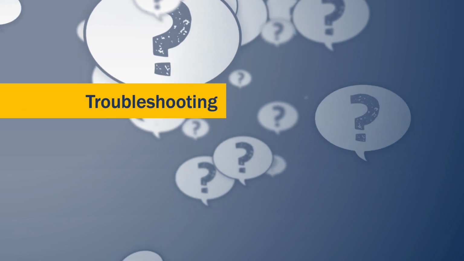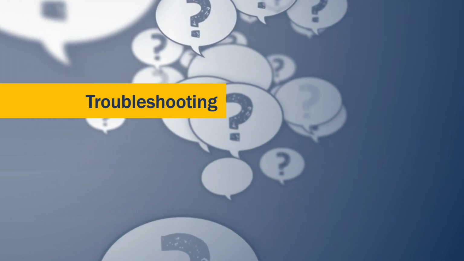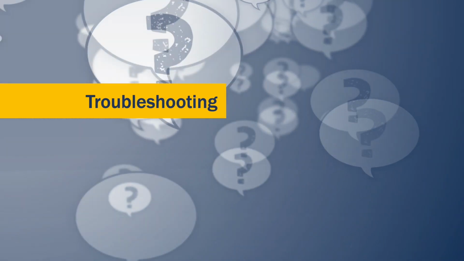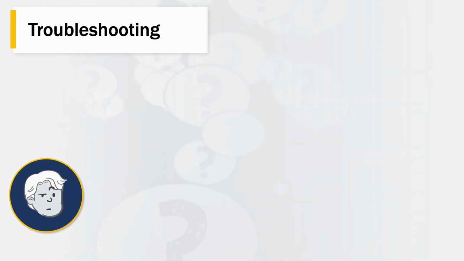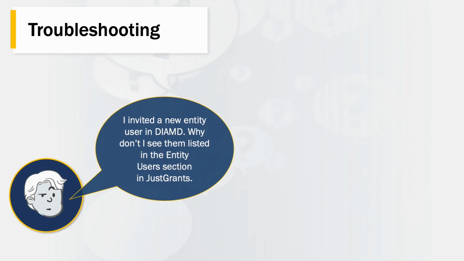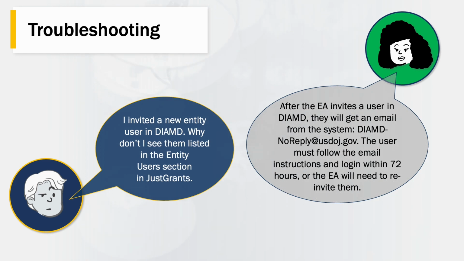Okay, Isabella and I will now troubleshoot a few questions seen during the invitation process in JustGrants. We often are asked, if I invited a new entity user in Diamond, why don't I see them listed in the Entity Users section in JustGrants? After the EA invites a user in Diamond, they will get an email from the system, diamond-no-reply@usdoj.gov. The user must follow the email instructions and log in within 72 hours, or the EA will need to re-invite them. Check with the entity user to confirm they have taken these actions.